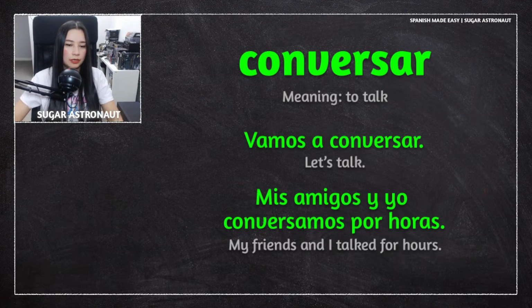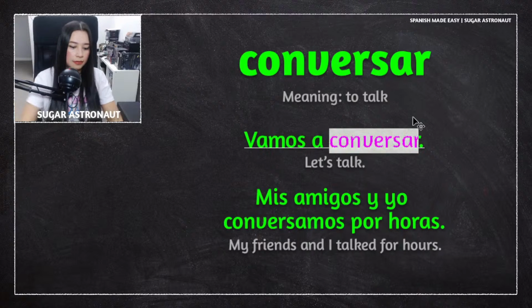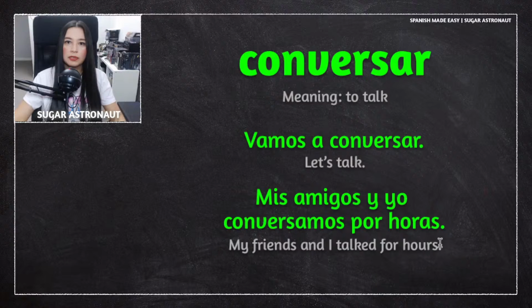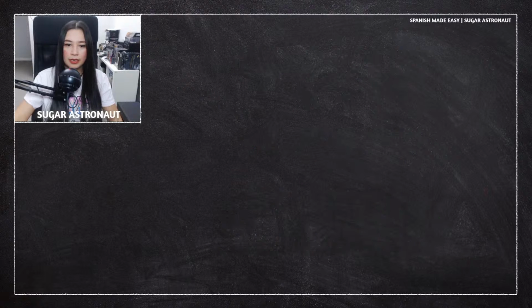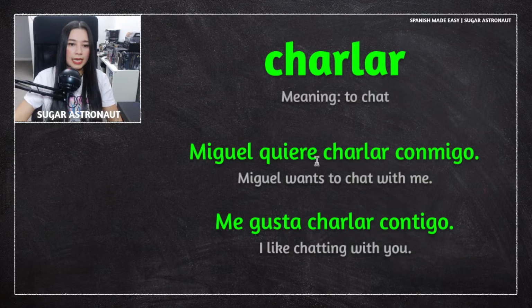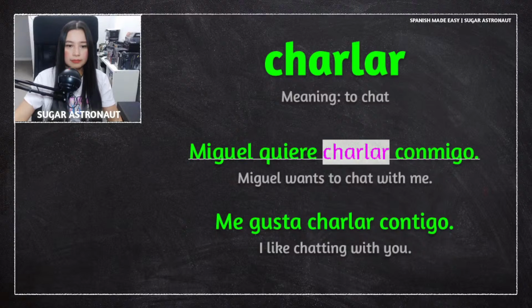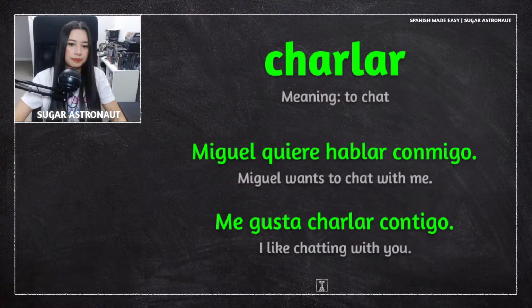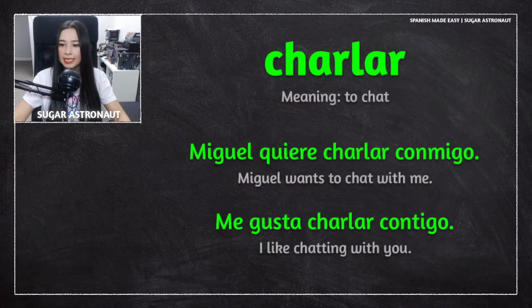Vamos a hablar. For example, here, someone can say vamos a hablar. Let's talk. Same thing. But in other situations, people will say vamos a conversar. Let's talk. Same thing, okay? Here, charlar. Miguel quiere charlar conmigo. Miguel wants to chat with me. Or Miguel quiere hablar conmigo. Miguel wants to talk with me, okay? So, similar verbs, okay? Very similar.